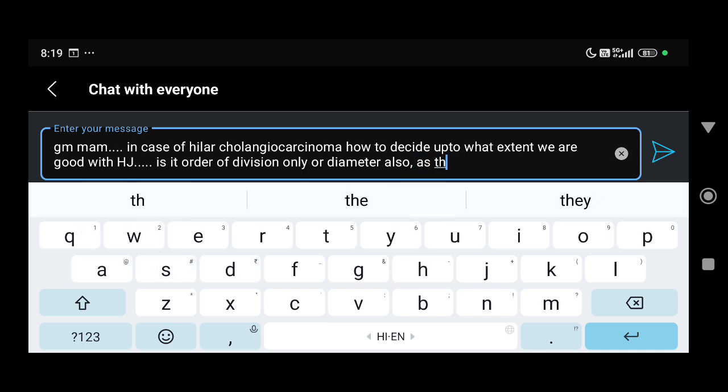Then, Sadhwani is asking, ma'am, left lateral segment means only segment 2 or segment 2 and 3? Segment 2 and 3 as per definition.